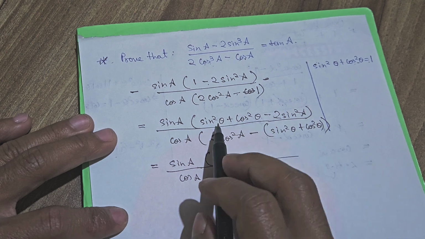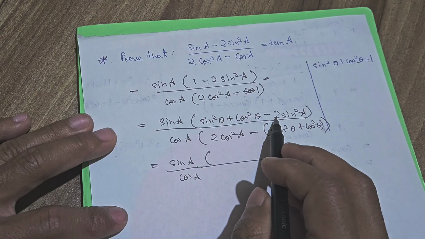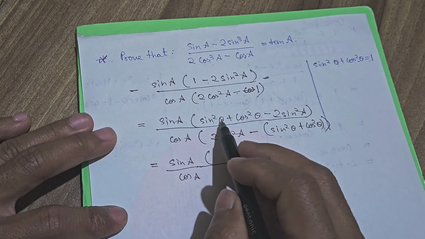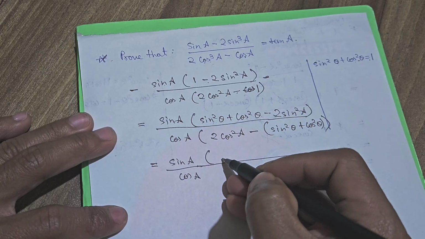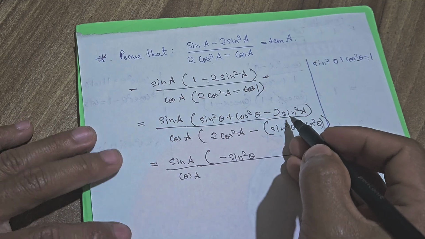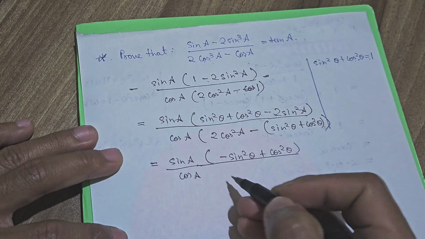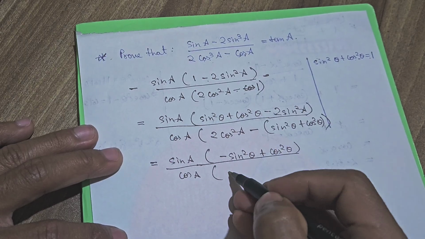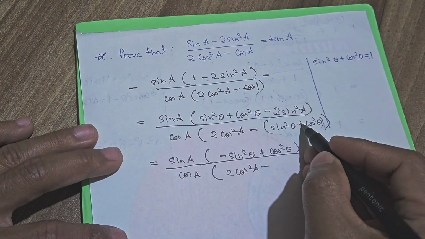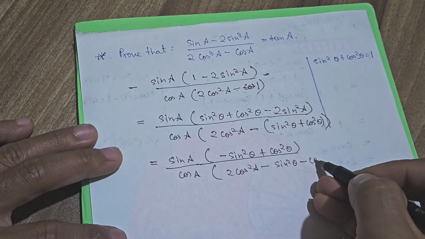As you can see here, sin square theta plus cos square theta minus 2 sin square theta. Here minus is greater, so these two we can subtract. So sin square theta minus 2 sin square theta is minus sin square theta. As minus sign is greater, minus will remain. Here it is the same. If we remove the bracket, minus into plus is minus, so minus cos square theta.